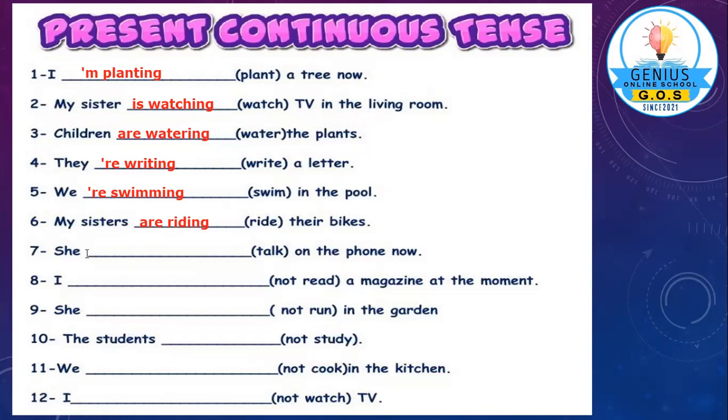Asya, number 7. She is talking on the phone now. Yes, excellent. She's talking. Number 8, Raf. Take care, it's not read. Okay? You will make it negative. Okay, I'm not reading.